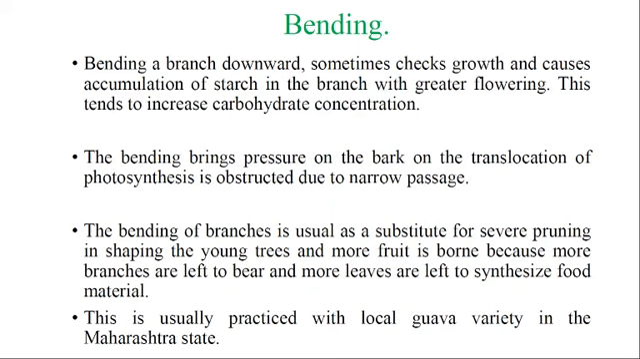Bending is bending a branch downward. Sometimes it checks the growth and causes accumulation of starch in the branch with better flowering, and this tends to increase the carbohydrate concentration. Bending the branches of trees is generally done in the case of the guava fruit plant, and the bending brings pressure on the bark. The translocation of photosynthates is obstructed due to the narrow passage.